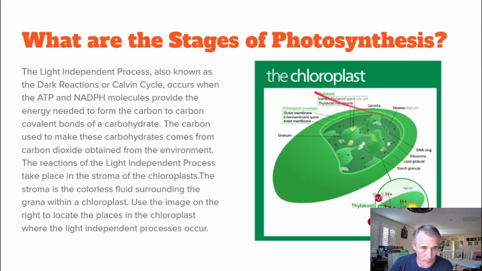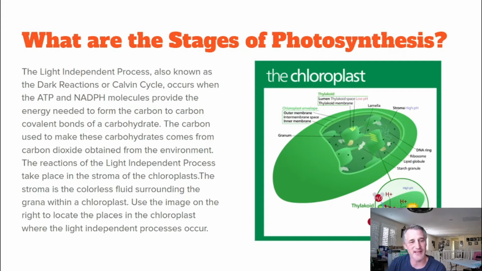So when these are basically transported over, they can use that energy to start forming covalent bonds between carbons to form carbohydrates or sugars. The carbon used to make these carbohydrates comes from carbon dioxide, which is obtained from the environment. The reactions of the light-independent process take place in the stroma, as I mentioned.